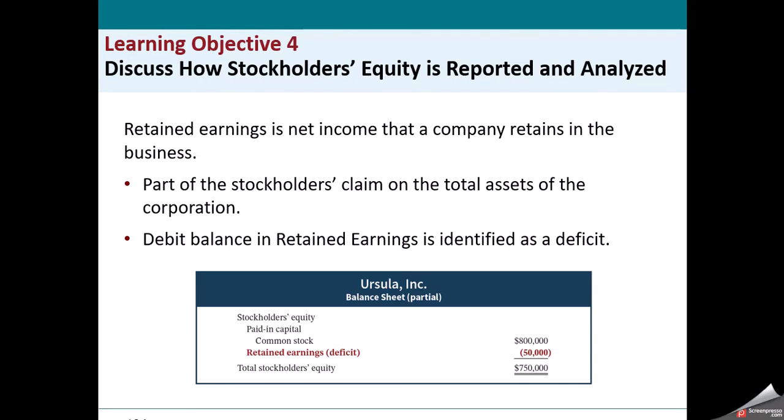Okay, then we get into our final objective where we look at the equity section of the balance sheet and what ratios we look at. So again, here's a little section of it where we've got our common stock, and in this case, they have a retained earnings that is a deficit. It's not increasing it. They must have had a loss. So it's a debit balance.